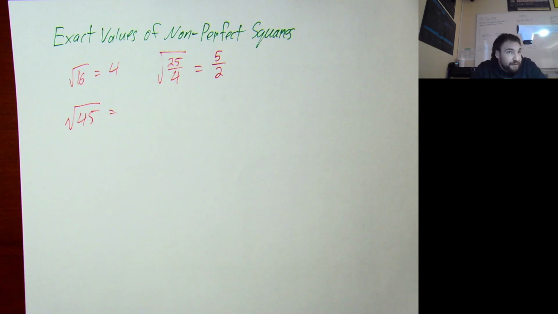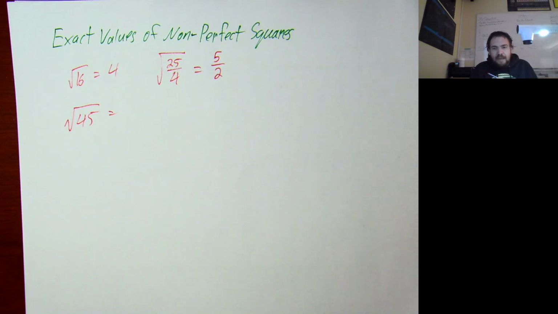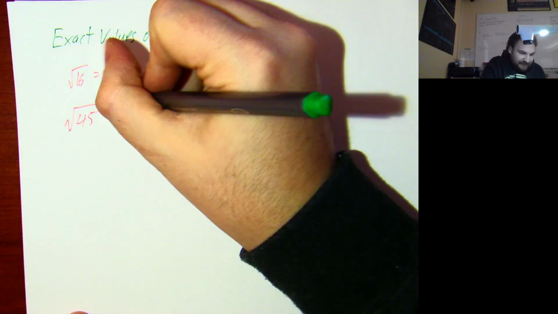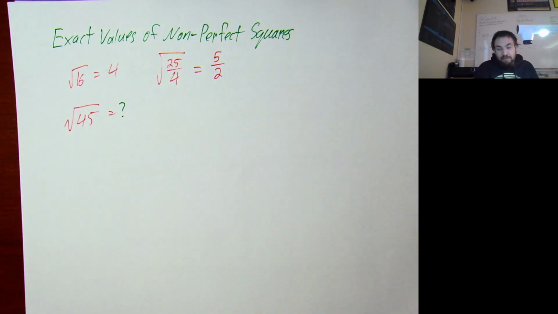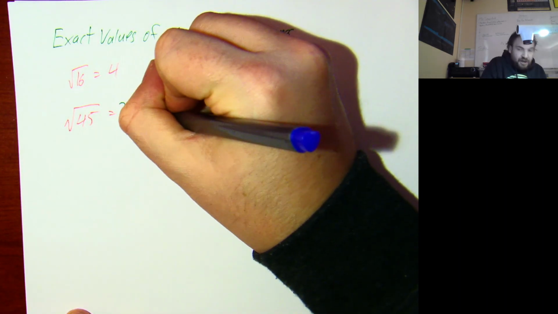Is 45 a perfect square? So the square root of 45, we want to find the exact value of non-perfect squares. There are a few techniques here. I don't know what this thing is. That is a problem. Up to this point, here's what I've taught you.